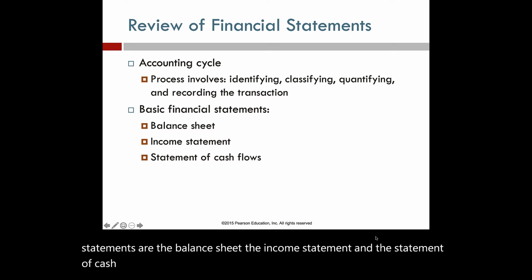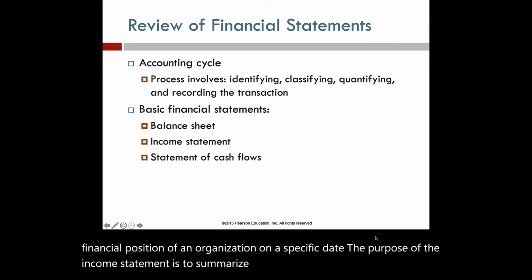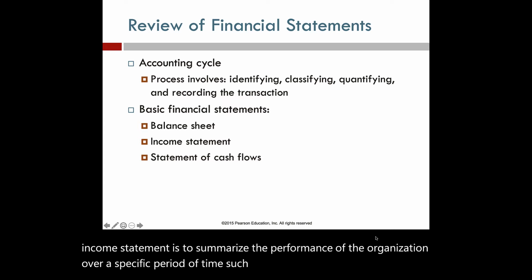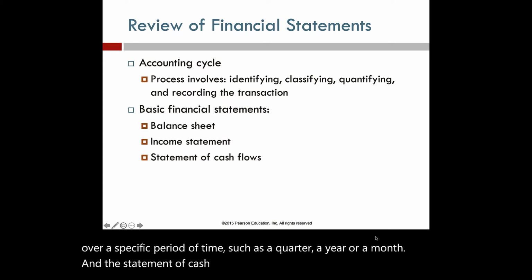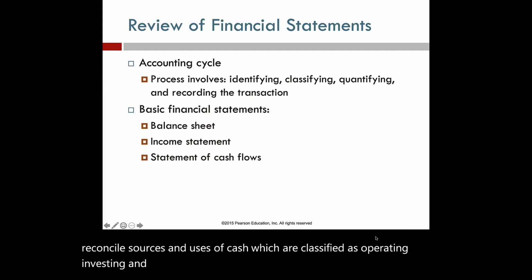We know that the balance sheet's purpose is to show the financial position of an organization on a specific date. The purpose of the income statement is to summarize the performance of the organization over a specific period of time, such as a quarter, a year, or a month. And the statement of cash flows covers the reporting period and serves to reconcile sources and uses of cash, which are classified as operating, investing, and financing activities.